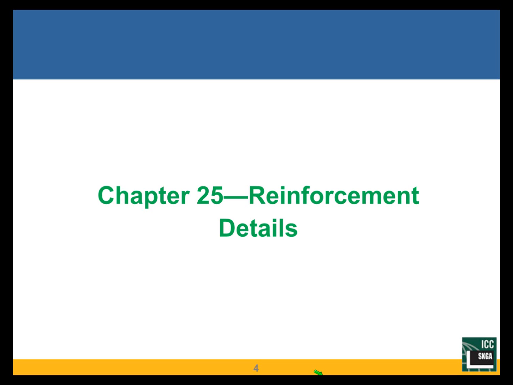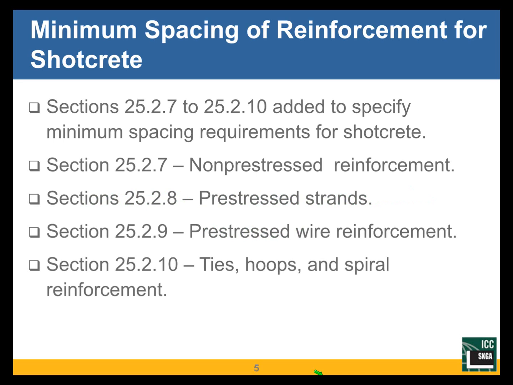So to start with chapter 25, the title is Reinforcement Details. Very big changes in this chapter, really big changes in this one particular chapter. The first one, I don't know how big it is.